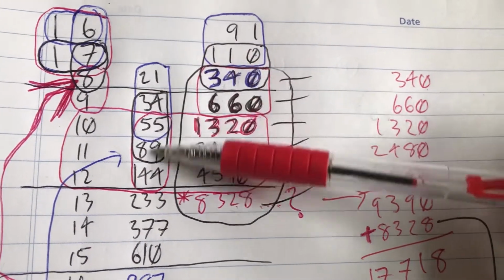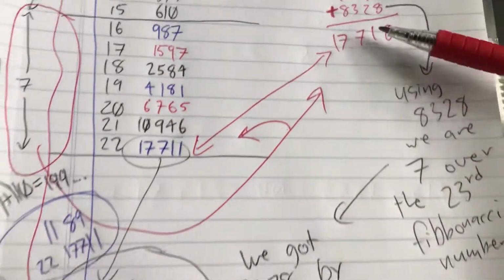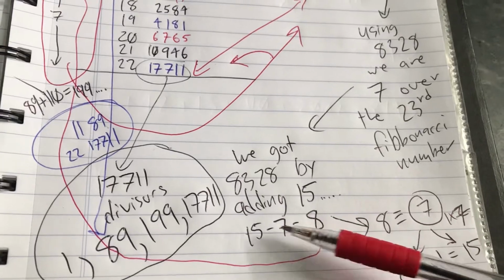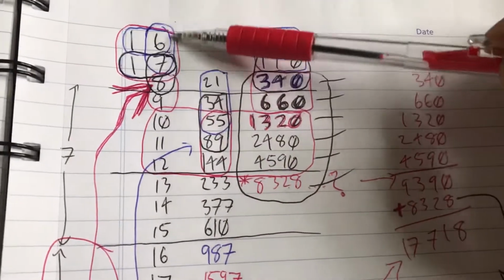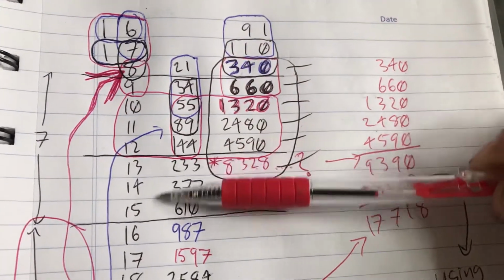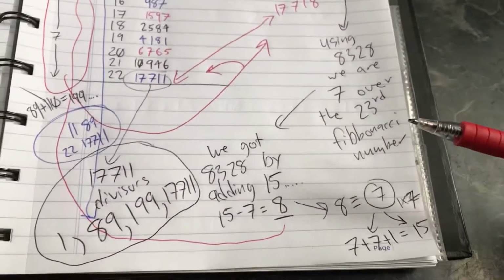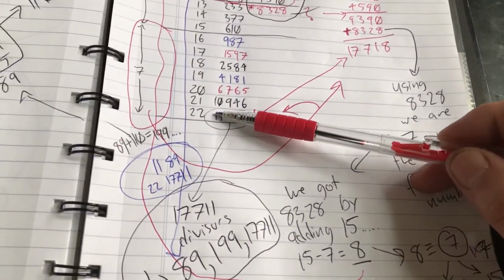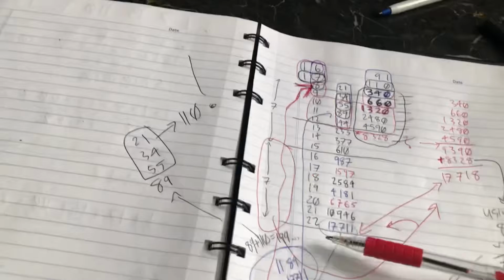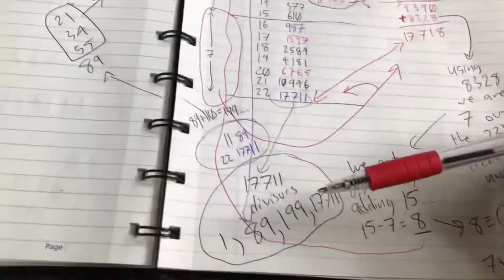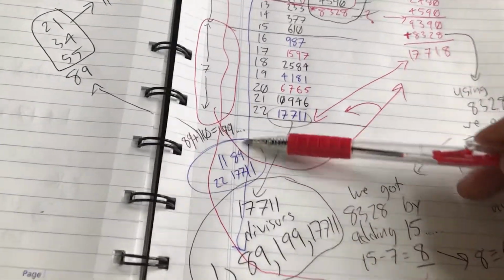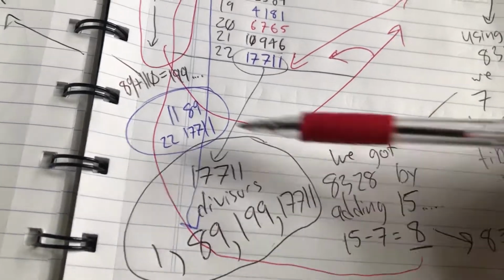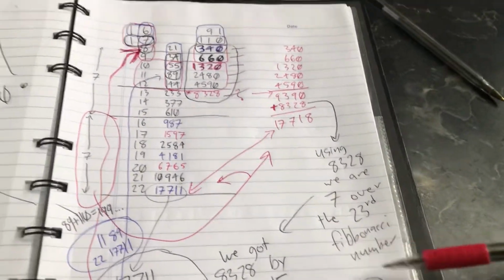So you have 199 times 89 is this number. And if I use, instead of the 15, an 8 to go into the next little bit, I get this thing. Like, my mind is blown. So there's a relationship here. And I find that very interesting.